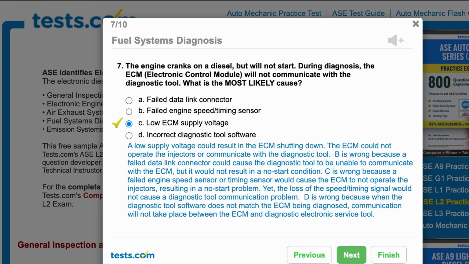A is wrong because a failed data link connector could cause the diagnostic tool to be unable to communicate with the ECM, but it would not result in a no-start condition. B is wrong because a failed engine speed sensor or timing sensor would cause the ECM to not operate the injectors, resulting in a no-start problem. Yet, the loss of the speed and/or timing signal would not cause a diagnostic tool communication problem. D is wrong because when the diagnostic tool software does not match the ECM being diagnosed, communication will not take place between the ECM and diagnostic electronic service tool.